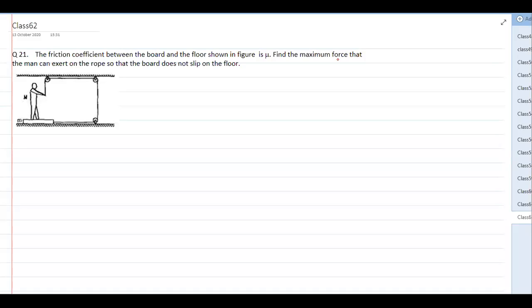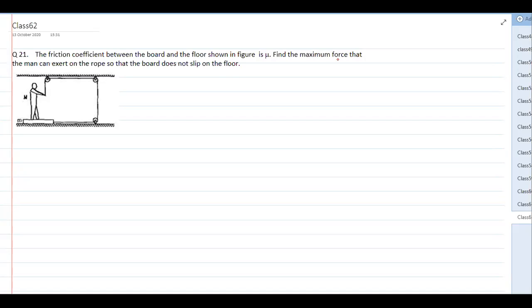It is saying, find the maximum force that the man can exert on the rope so that the board does not slip. Okay, so since there is no separate acceleration for the board and the man, we have to just find the critical value of force. Okay, the maximum force we need to find. So no need to write acceleration, we just have to write the balancing equations.